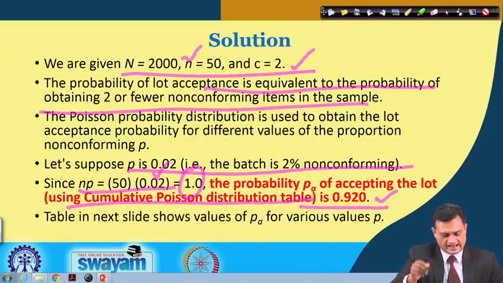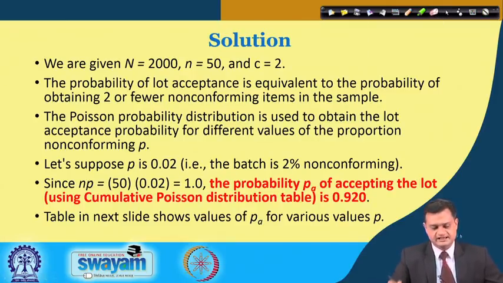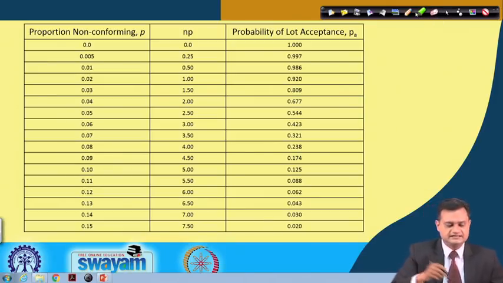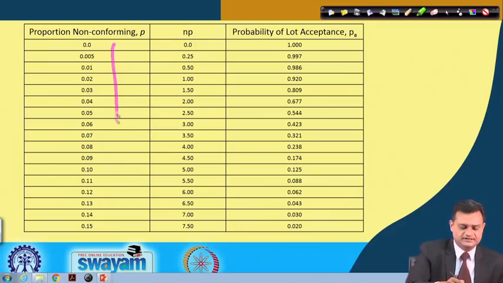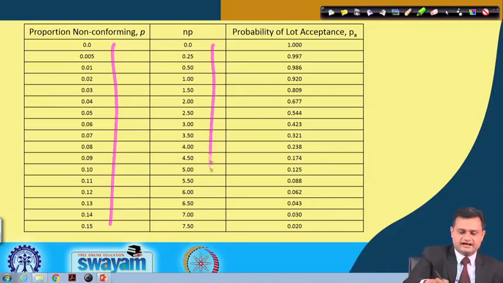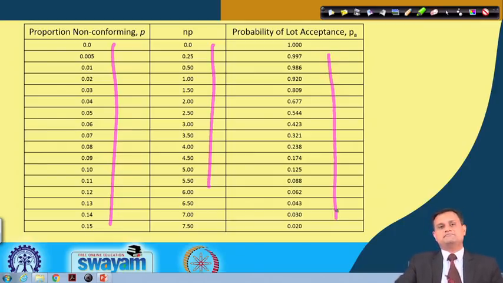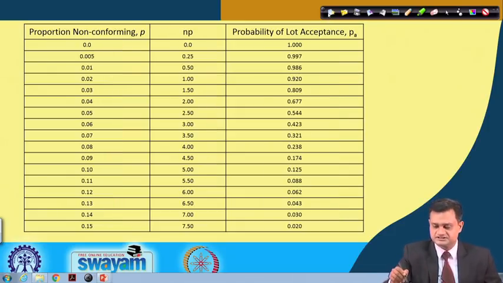So now I can calculate the probability in the same way, and what do you see here? Let us say I am taking different values of p, initially 0, then 0.005, then 0.01, 0.02, which means 2%, 3%, 4%, 5%. Same way my np will change, and for the given np I can find out my probability of acceptance from the Poisson probability table.